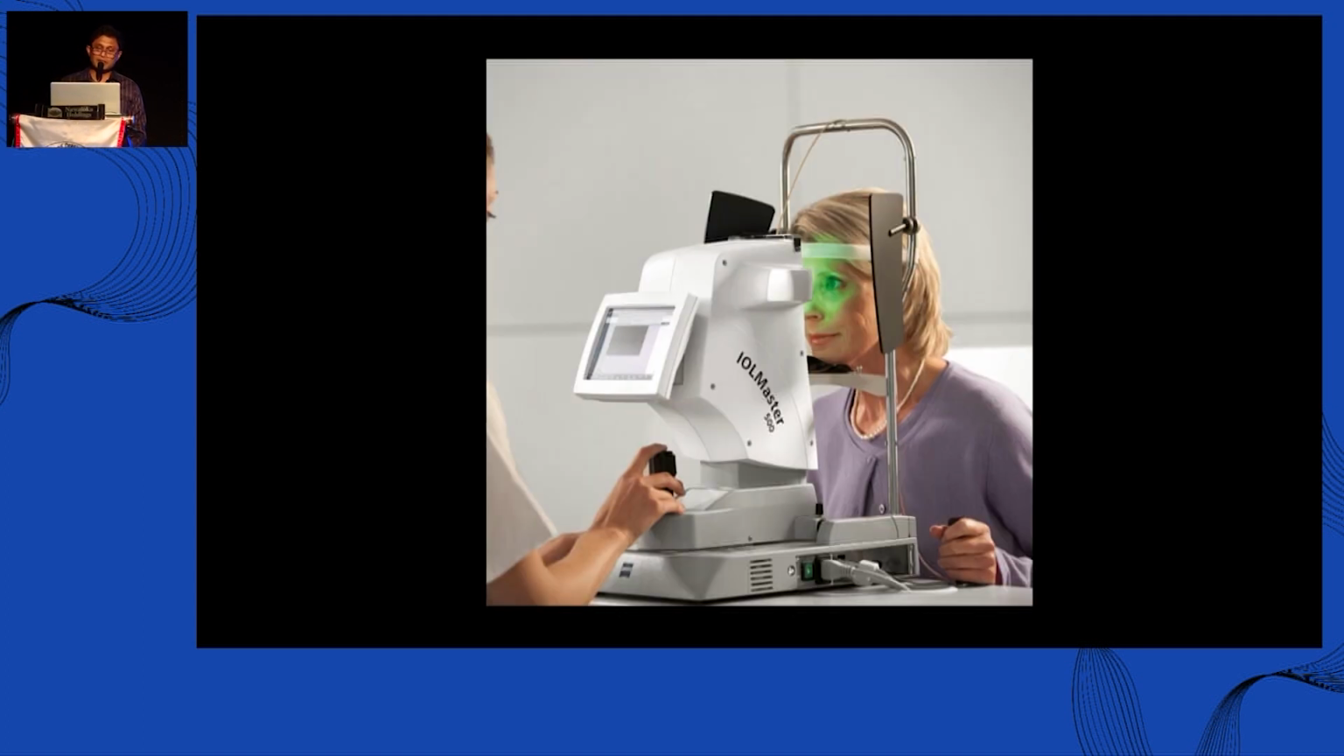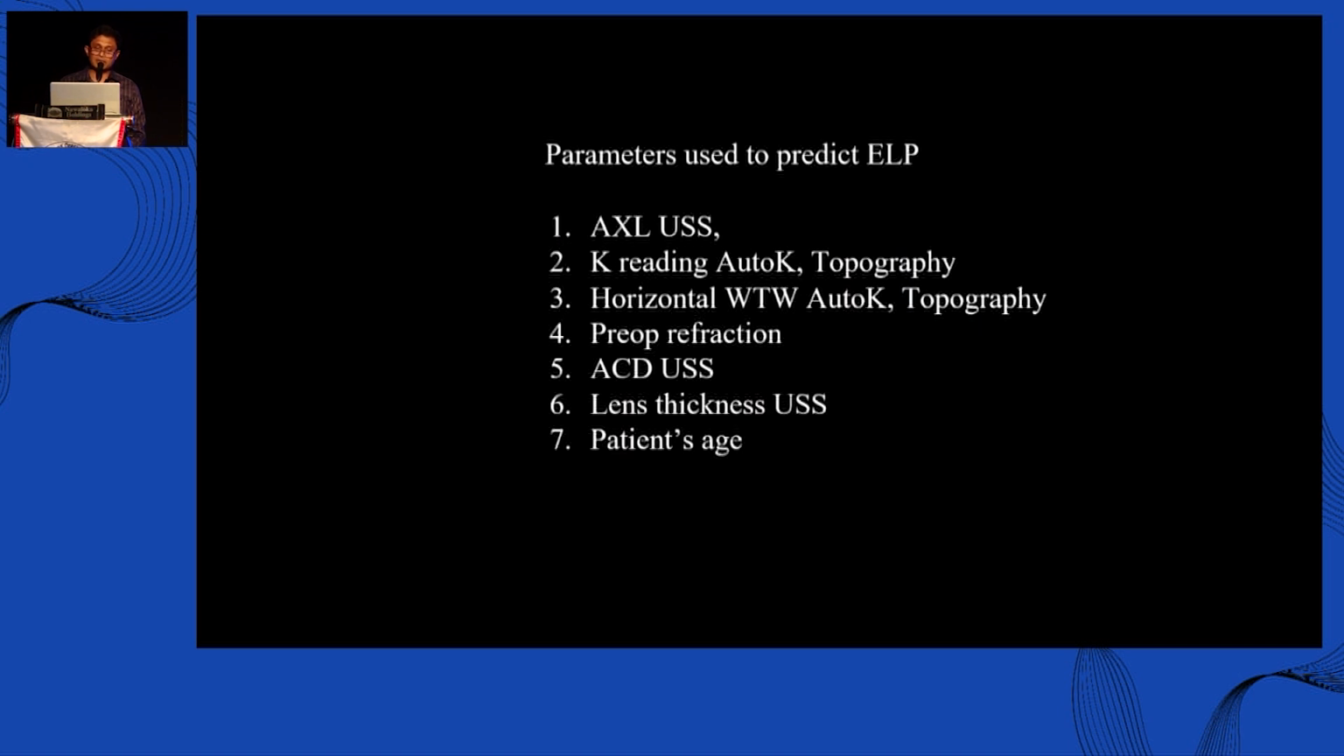IOLMaster 700 also nowadays measures so many variables like axial length, K readings, and of course, you feed into the system the pre-op refraction, AC depth, lens thickness and other factors, and you can get the result. Now, these 7 parameters come from the Haigis formula.